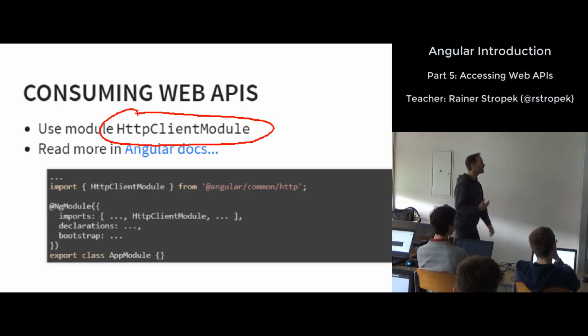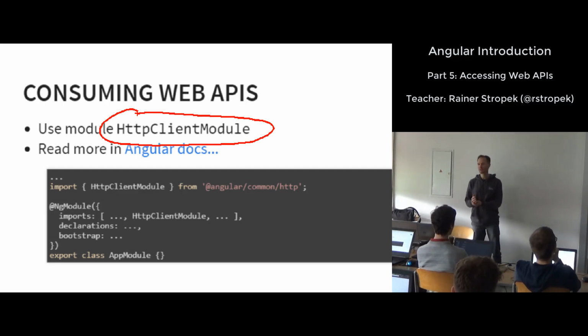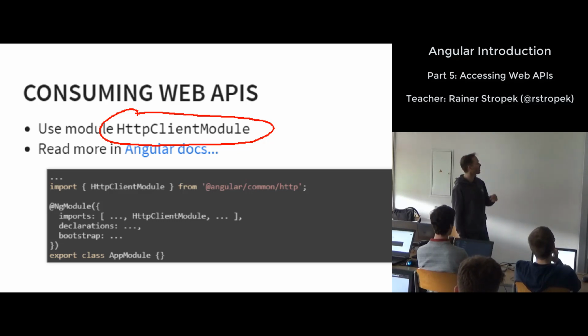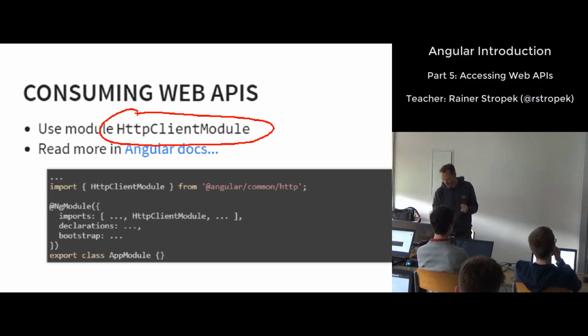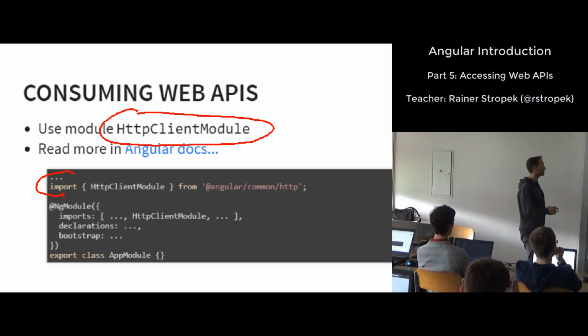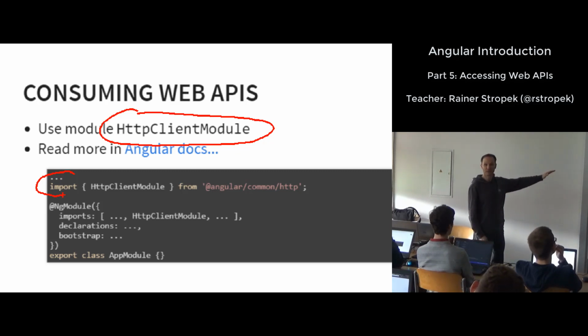If you would like to interact with HTTP-based web APIs, and nowadays, as we discussed in the first semester, every major system on the internet, every cloud system, every cloud vendor offers an HTTP-based web API, you will need the HTTP client module. And in order to make it available, you have to do an import statement. Here at the beginning you see it. Import HTTP client module from Angular common HTTP. You can just copy this line from my slides into your application, and that's the first thing.